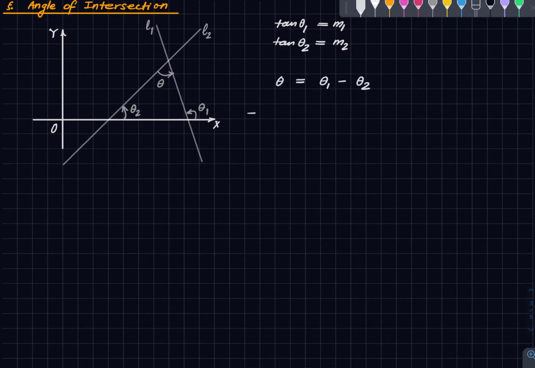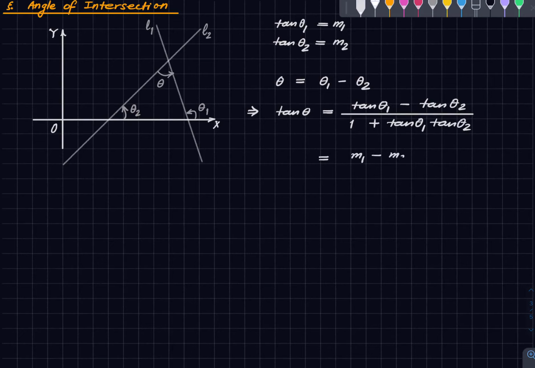And now by what we recalled, we see that tan theta is equal to tan θ1 minus tan θ2 divided by this thing, which is right. So that is the tan of the angle between the two lines.